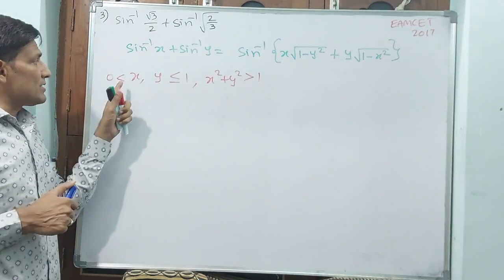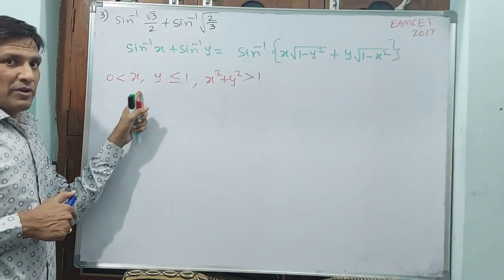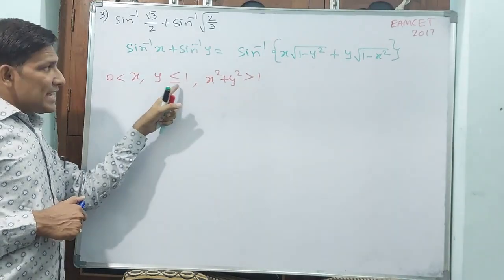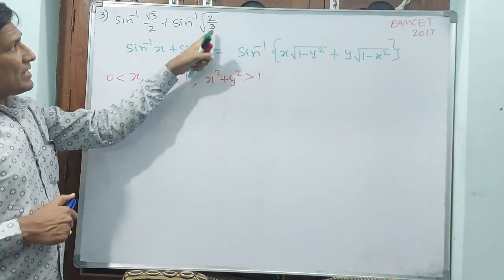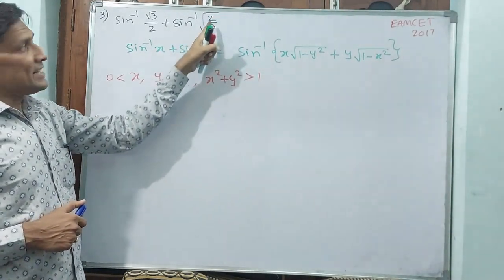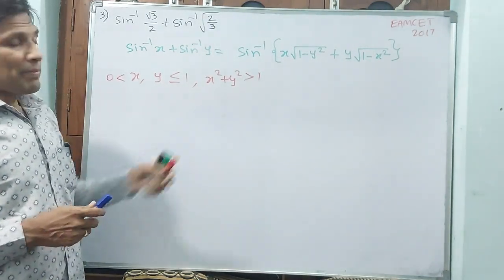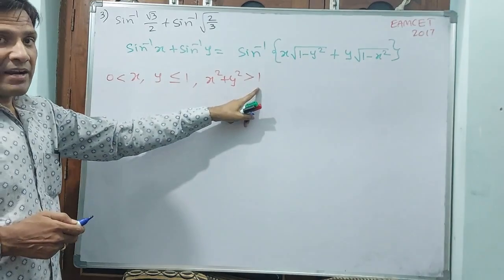See, observe logically, x should be greater than 0. That means it should be positive. Yes, positive. Y is less than or equal to 1. Y is less than 1. Why? Because 2 is less than 3. That is why less than 1 will come. Okay? But x square plus y square should be greater than 1.